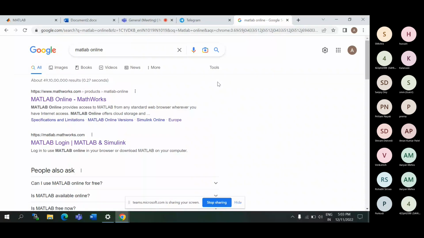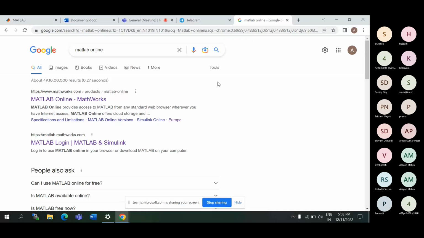Either you can get a pirated copy of MATLAB also. In your institute, there will be some copies of MATLAB that you can get from the laboratory, or you can ask for access. Many good universities have access to MATLAB. The third option is to use MATLAB online, and I recommend using MATLAB online.